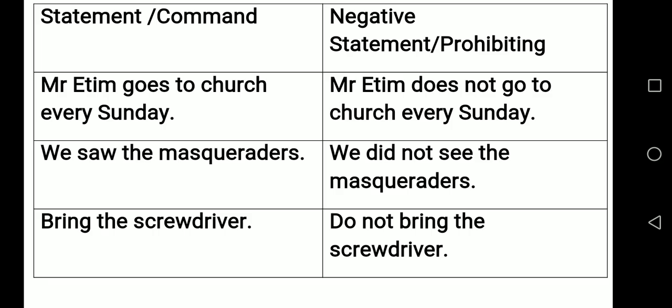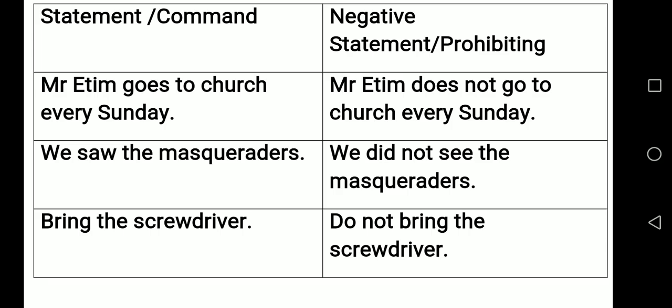We saw the masqueraders. There is no auxiliary in this sentence. To make a negative sentence out of it, we must add an auxiliary did. We did not see the masqueraders.